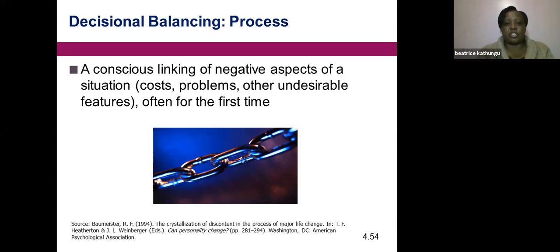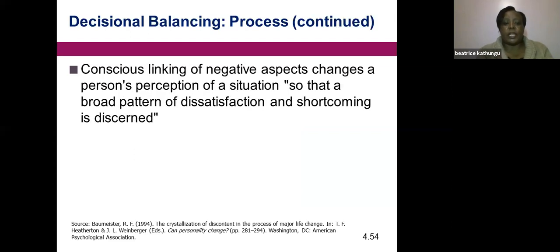So the client has all these little chains, but they never thought that they are linked in any way. So when you give them a decisional balance worksheet to work on, they will begin to actually reflect on some of these problems and effects and features and costs and begin to see how they are tied. And this may just be the first time they are doing that. Now, it also consciously links the negative aspects and changes a person's perception of the situation. Now, that is important. So as the client links the different negative aspects of their life together and connects them to the substance use, that may begin to create or trigger in their mind a sense of dissatisfaction and some level of shortcoming, which they begin to pick or to discern.